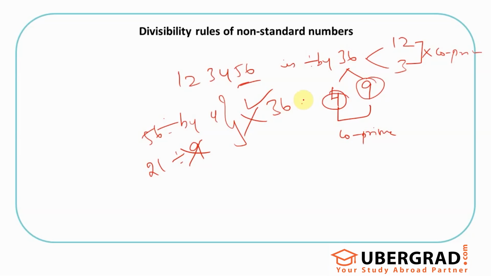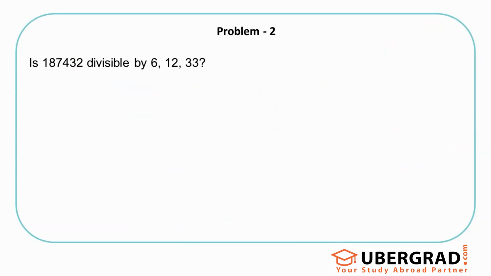So that's it on the concept side. Let's get started with some problems. Now this is a number, and we are talking about non-standard divisors like 6, 12 and 33. Let's first get to this 6. I can split it into coprimes as 2 into 3. 12 is 4 into 3.